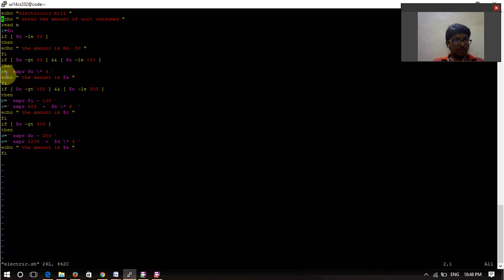For this program, I'm having echo electric bill, and enter the number of units consumed. Read n will read the number of units. If the number of units is less than 50, then echo will print the amount is 50 rupees. It will charge rupees 50.